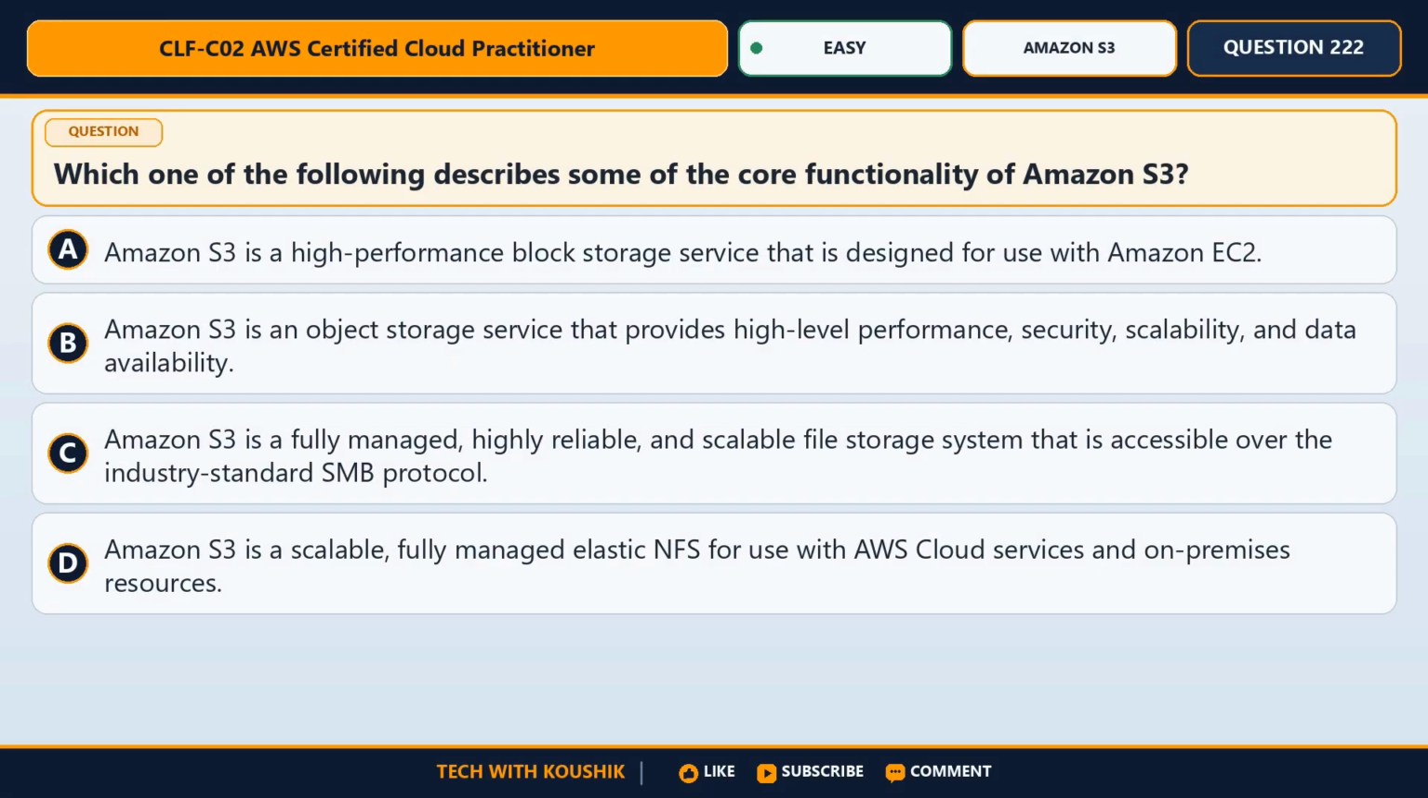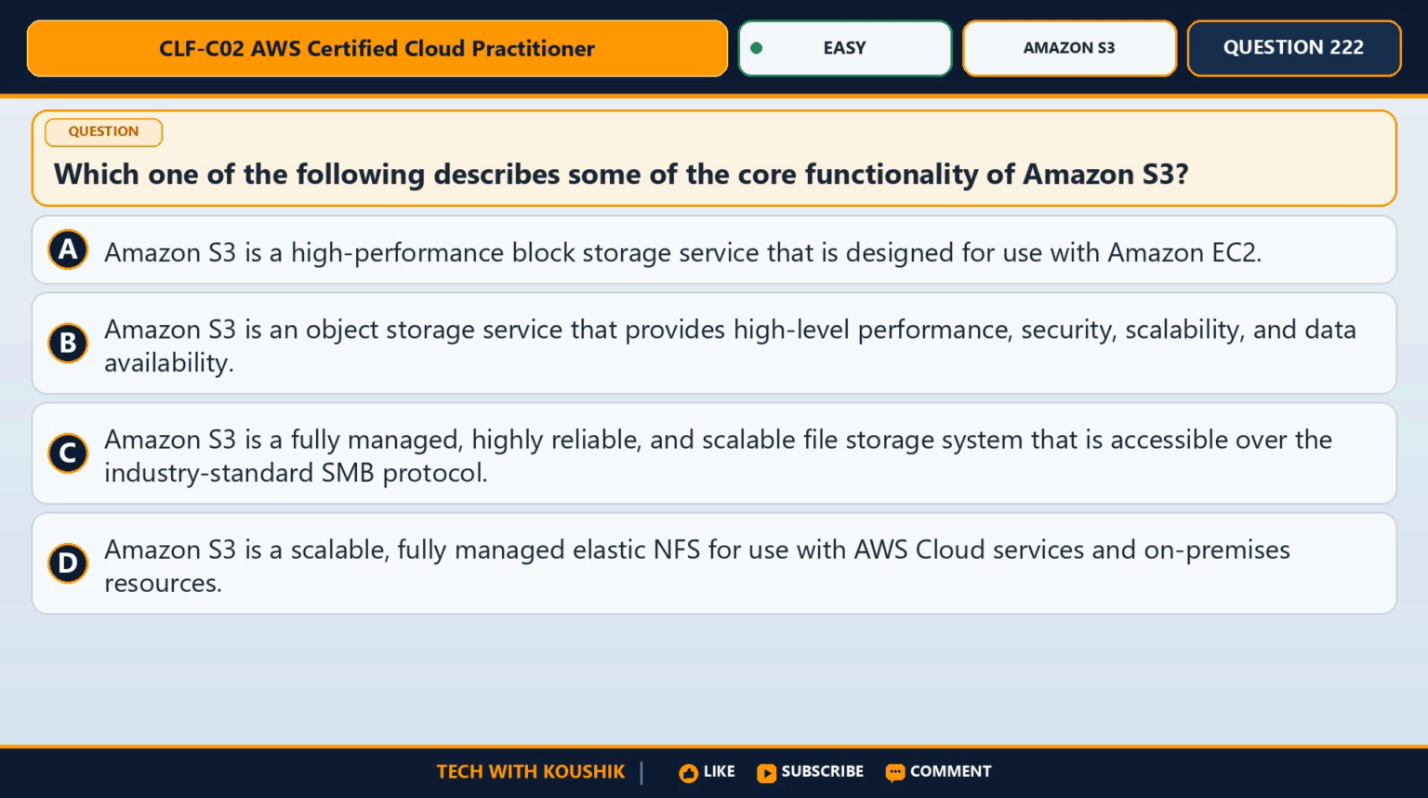Question number 222. Which one of the following describes some of the core functionality of Amazon S3? Option A. Amazon S3 is a high-performance block storage service that is designed for use with Amazon EC2. Option B. Amazon S3 is an object storage service that provides high-level performance, security, scalability, and data availability.